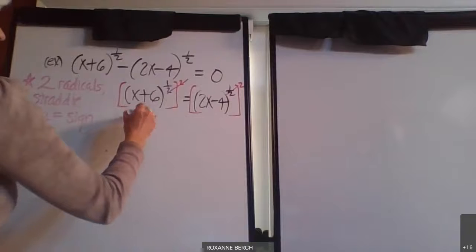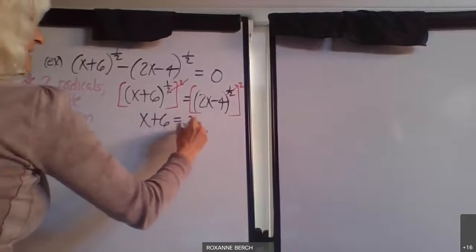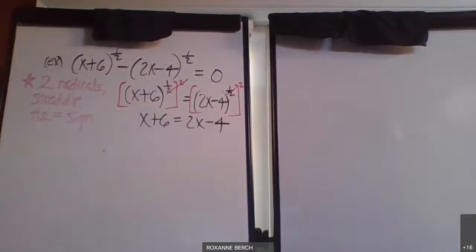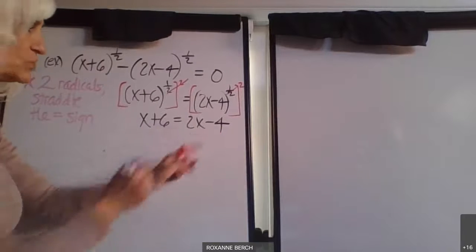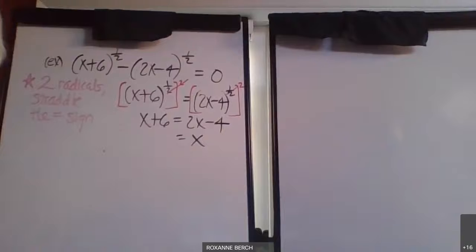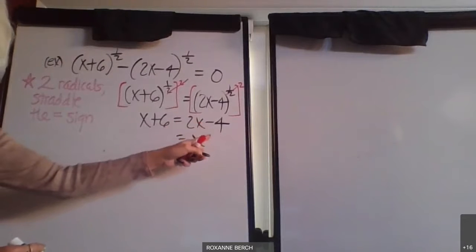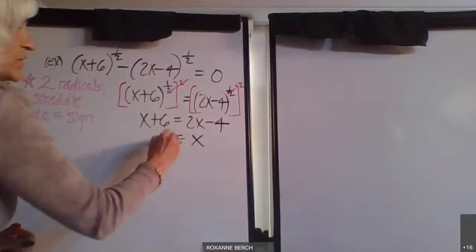So now we have x plus 6 is equal to 2x minus 4. So pay attention. When I subtract x, it goes away. When I subtract x, you get x. When you add 4, it goes away. When you add 4, you get 10.